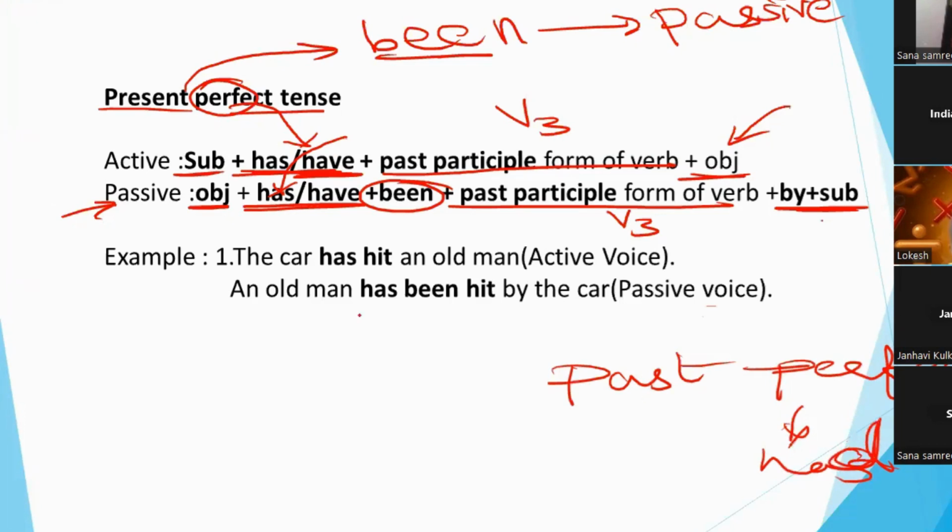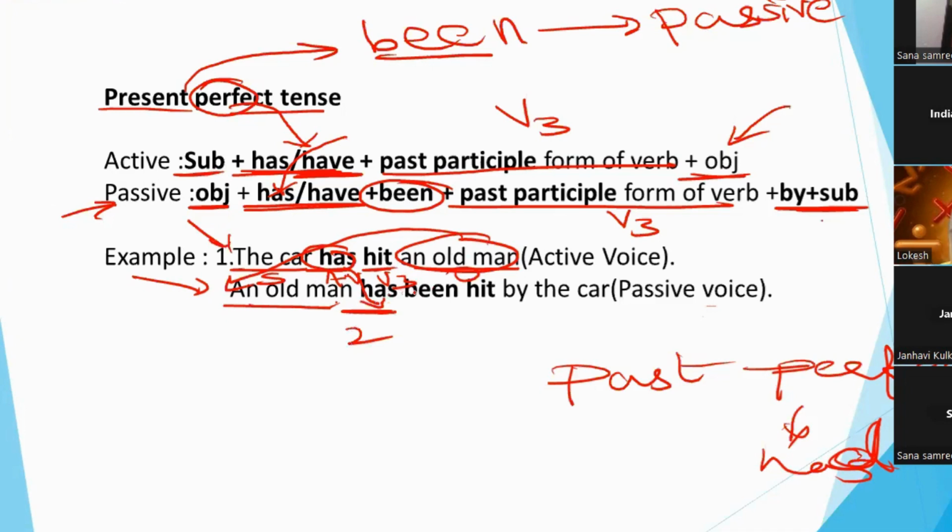So now let us see the example. The car has hit an old man. So this is our subject, has, as per the present perfect tense, our auxiliary verb. Hit is the V3 form of verb and old man is our object here. So now when we convert that into the passive voice, put this in your subject's place, old man, and retain the has. This is rule number 2. And when you have has or have, what I told you, use been in your passive voice. So put been with has, and old man has been.